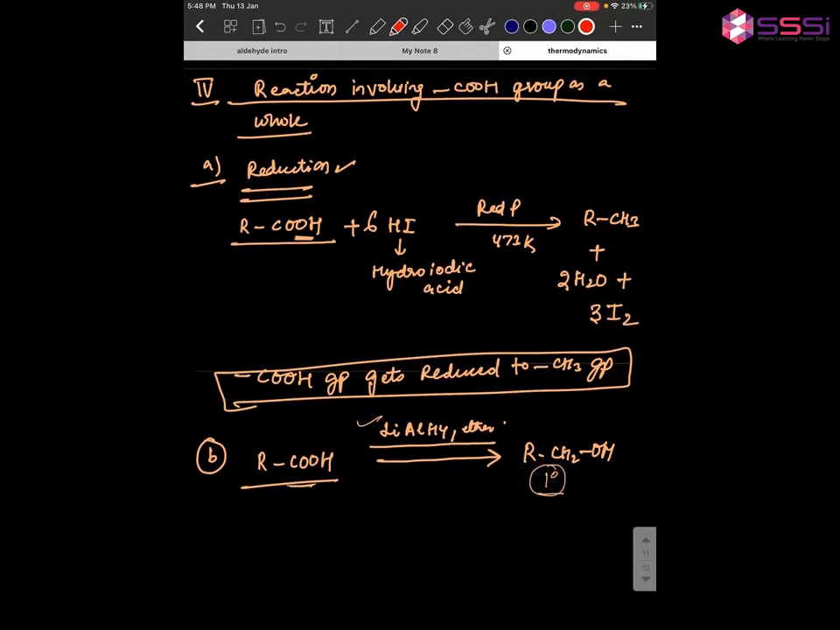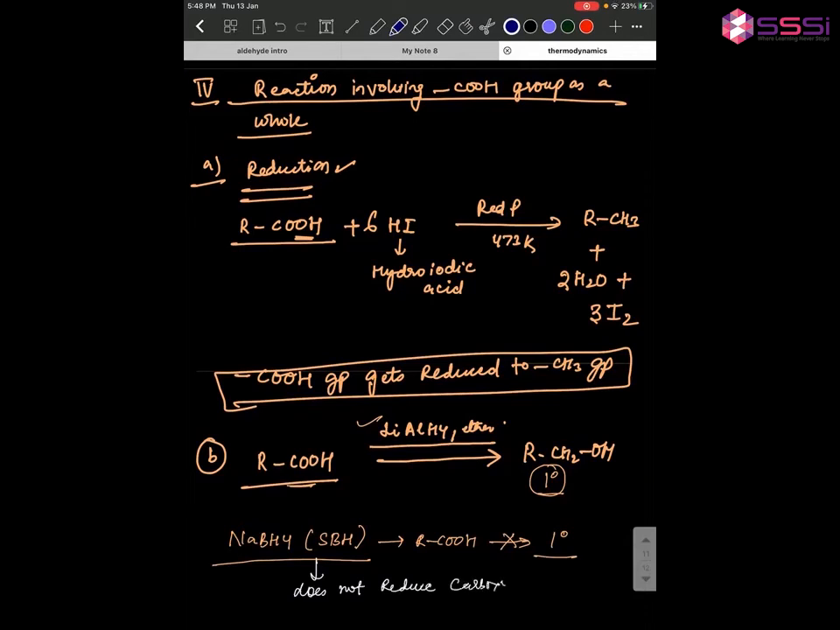One more reagent I have told you, it was sodium borohydride, right? We were writing it as SBH. This sodium borohydride does not reduce this carboxylic acid to primary alcohol, or we can say that it does not reduce the carboxyl group. Clear? Only lithium aluminium hydride will be the reducing agent for this. Sodium borohydride will not be reducing it.